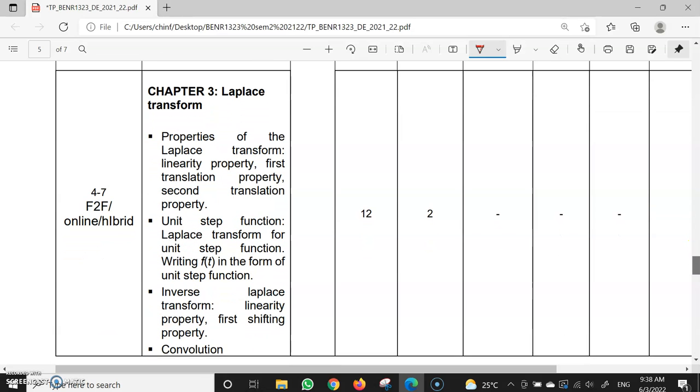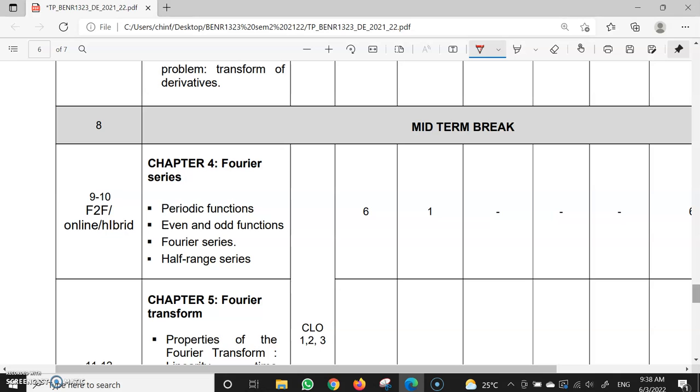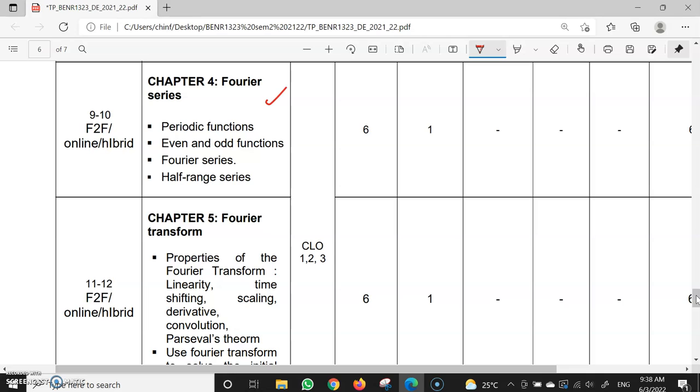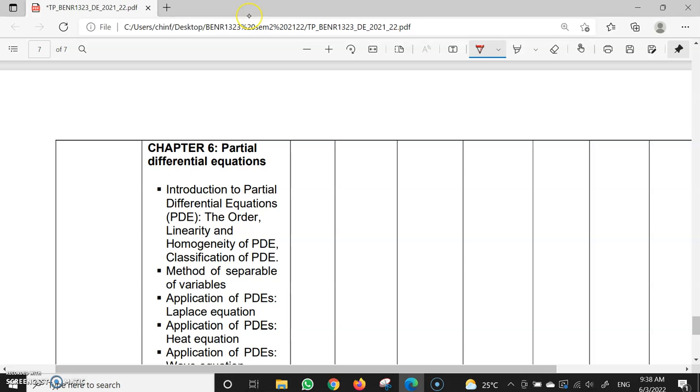From week 4 to week 7 onwards, we have the Laplace transform. I will say this chapter is very important because you're going to use it in future engineering subjects, for example, the signal and system subject. After the semester break, we're going to study the Fourier series and Fourier transform. This one also you're going to use in your future engineering subjects. And finally, the partial differential equations for three weeks.